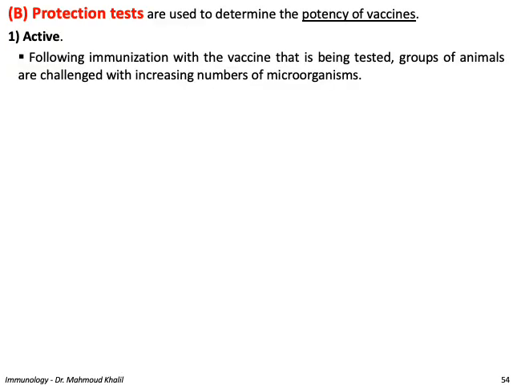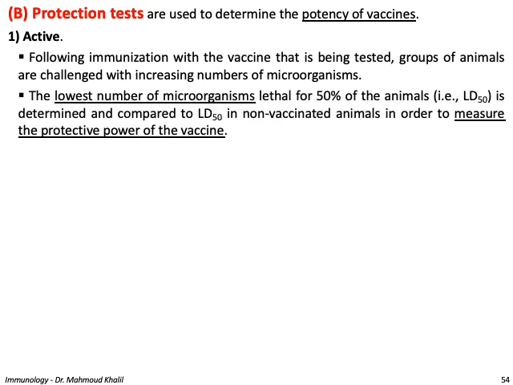Protection tests are used to determine the potency of a vaccine. The active test: following immunization with the vaccine being tested, groups of animals are challenged with increasing numbers of microorganisms. The lowest number of microorganisms lethal for 50% of the animals, called the LD50 or lethal dose, is determined and compared to the LD50 in non-vaccinated animals in order to measure the protective effect or power of the vaccine.